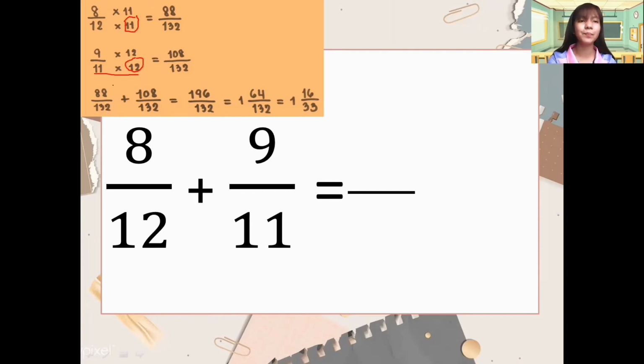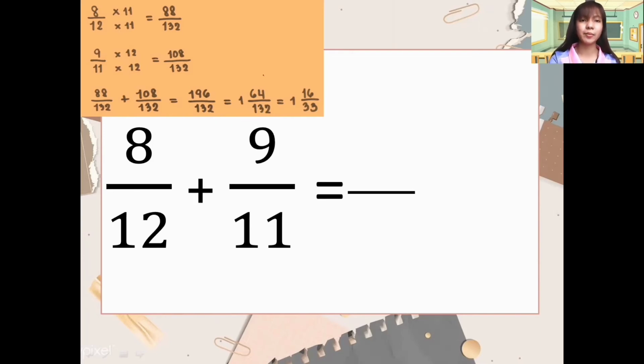So 88 plus 108 equals 196. Then copy the denominator. So this is again an improper fraction. You have to make it into a mixed number when necessary. So how many 132 in 196? It's 1. And then what's the number left? 64. Then copy the denominator.